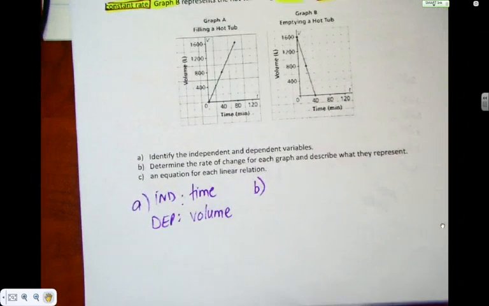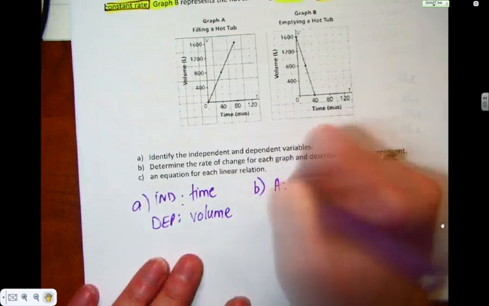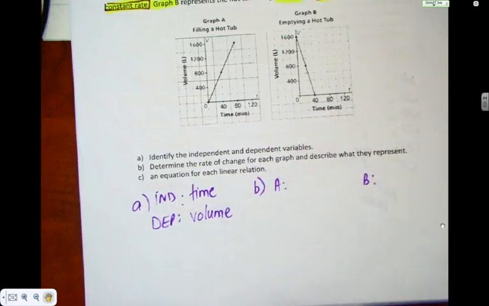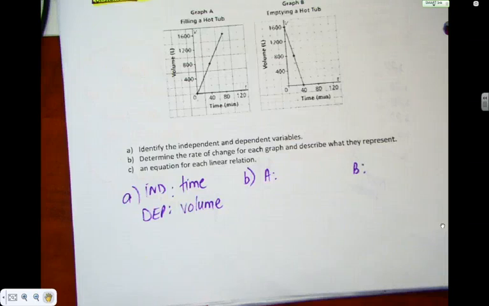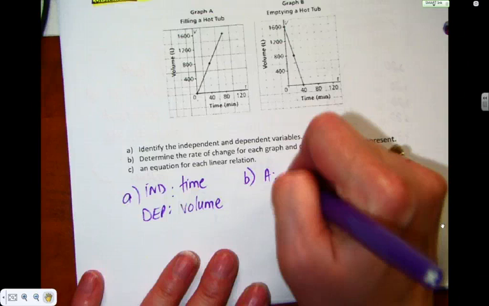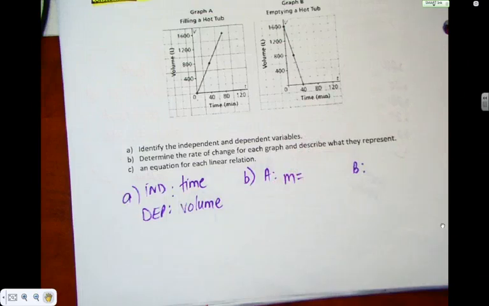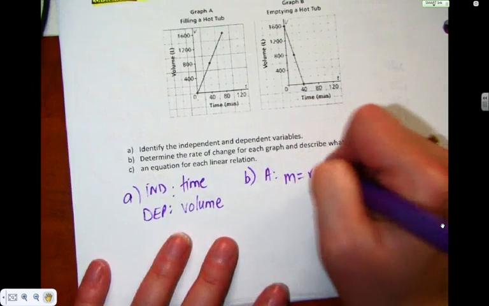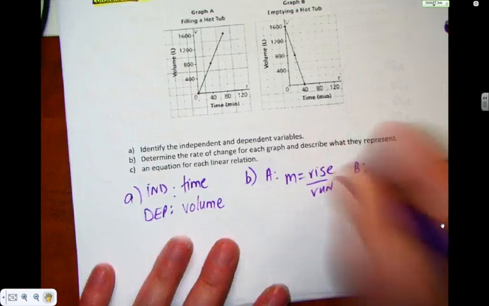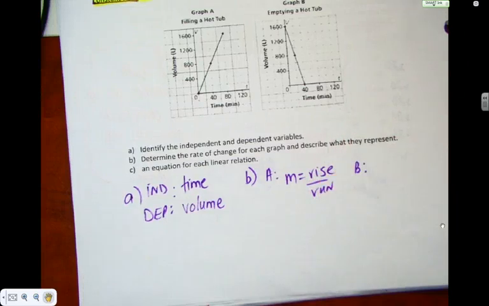Part B is we want to actually get that rate of change. So we're going to do it for graph A, and then we'll do it for graph B. What is the one-letter abbreviation for rate of change? M. M is the same thing as slope, which is the same thing as rate of change. You can remember it as rise over run. You can remember it as independent over dependent. You can remember it as vertical over horizontal, whatever makes sense in your brain.